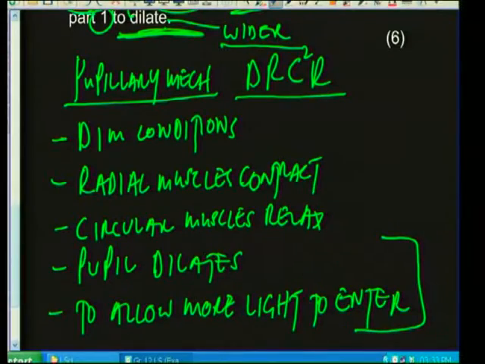And obviously, if we ask about bright conditions, or we ask you if the pupil must constrict, then it will be the opposite. It will be bright conditions. The radial muscles will relax. The circular muscles will contract. The pupil constricts to allow less light to pass through. It's as simple as that. So please make sure that you learn that and try better.